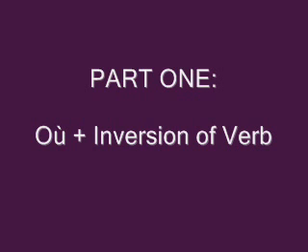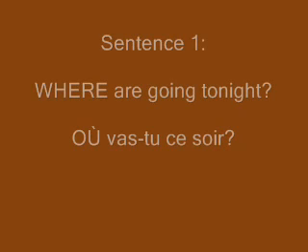The best way to explain this method of inversion is by giving you, as an example, two sentences in English that we will later translate into French. The first sentence is this one on your screen: Where are you going tonight? In French, où vas-tu ce soir? Où is where, va is the verb to go in the present tense, and tu is the subject.